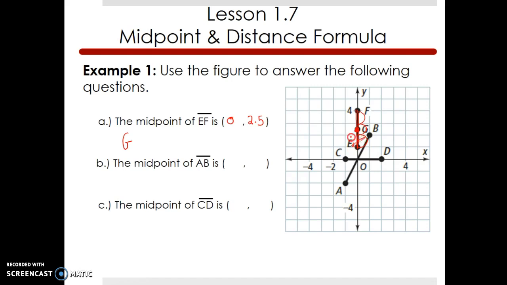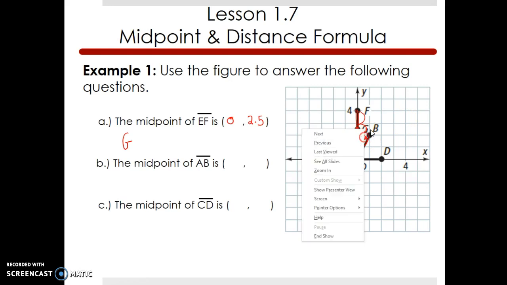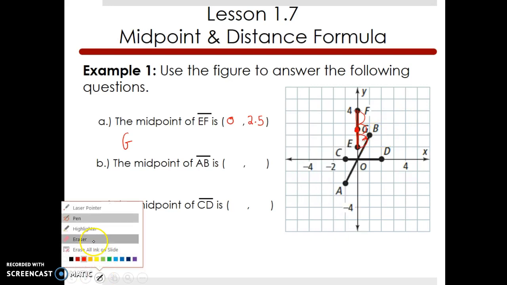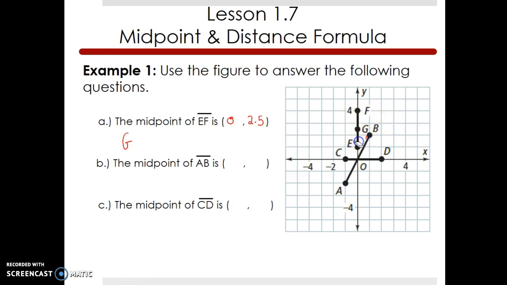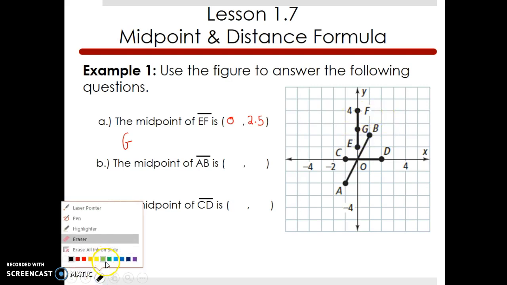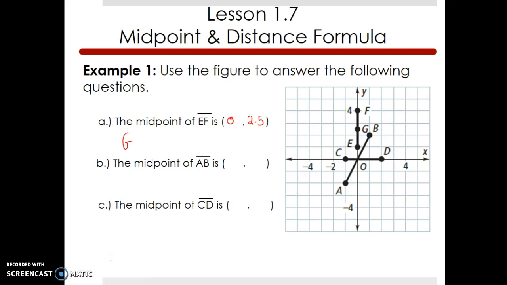So we're going to try the next one. The next one is the midpoint of AB. So AB is here. So if you see it, it's 1 and 2 up, 1 and 2 up. So this one seems like it cuts it in half. So the point is 0, 0.